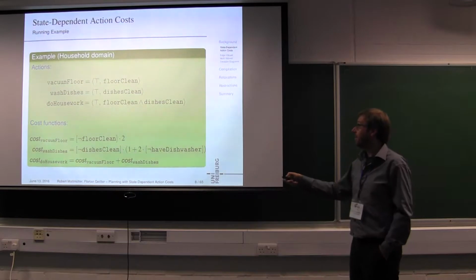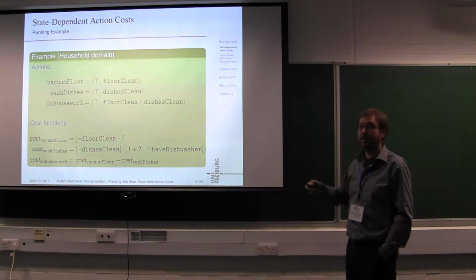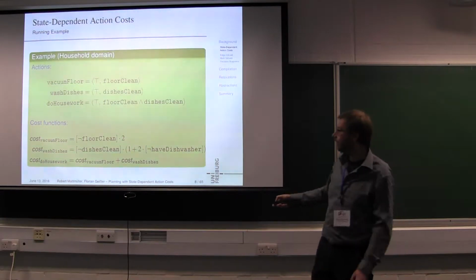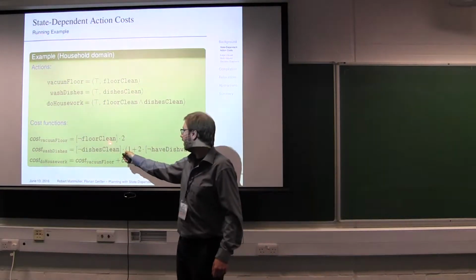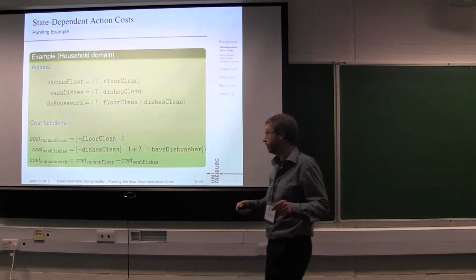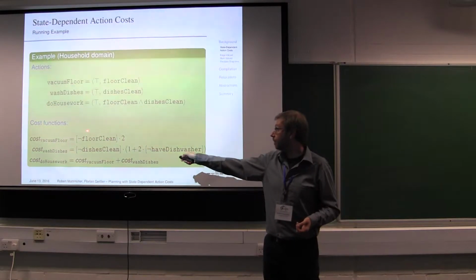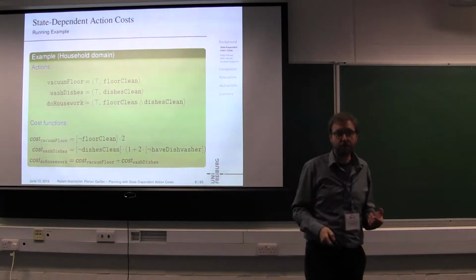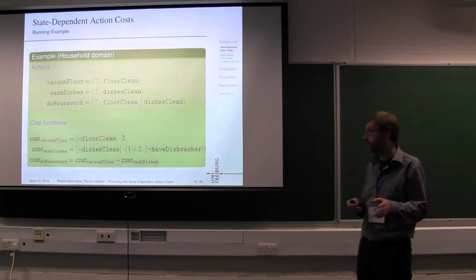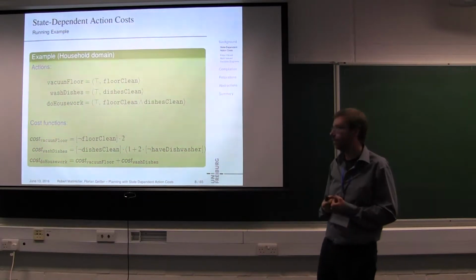For example, vacuuming the floor costs, these are Iverson brackets, 2 times whether the floor is dirty or not. So if the floor is not clean, this is 1 times 2, so then it costs 2. If the floor is already clean, not floor clean is false, and the entire function evaluates to 0. So if the floor is clean, there's nothing to do, it costs 0. If it is dirty, there is something to do, it costs 2 units in this case.